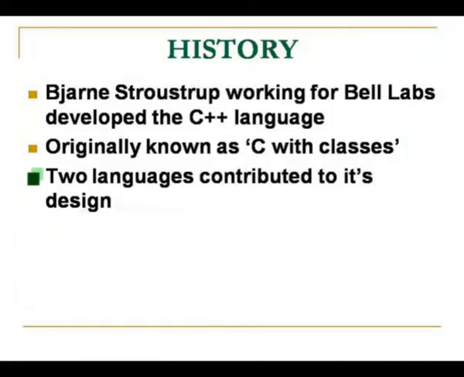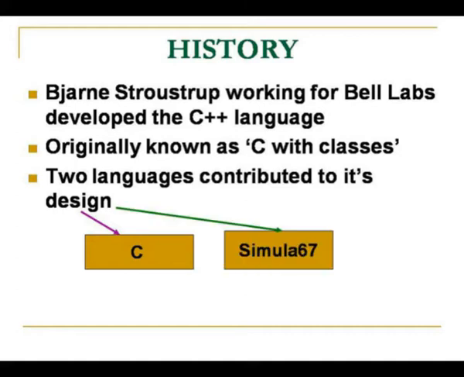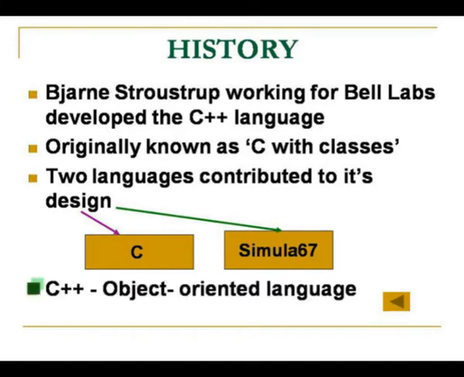Two languages mainly contributed to its development. One is the basic features that are taken from the C language and the object oriented concepts that have been brought in from Simula 67. So C++ is the first language that took up this object oriented programming features and the features of the language C. Next we move over to classes in C++.